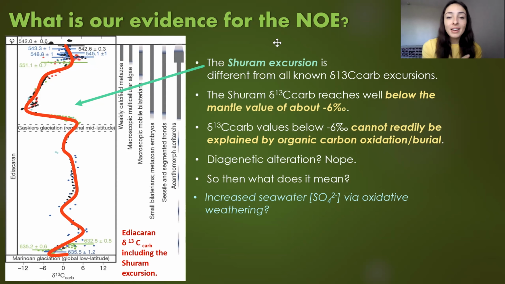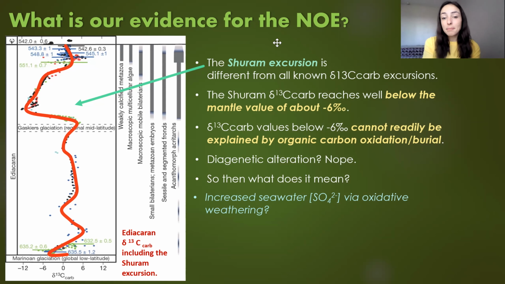So now we're looking at this negative spike in carbon isotopes along a graph that goes from oldest to youngest, from bottom to top. And this negative spike in carbon isotopes, which is called the Shuram excursion, looks broader on this graph just because we've expanded that scale. Now, this excursion of carbon isotopes is fundamentally different than any other known carbon isotope excursion. This Shuram excursion reaches well below the mantle value of carbon isotopes of around -6 per mil. And these values below that number cannot be readily explained by organic carbon oxidation or burial.